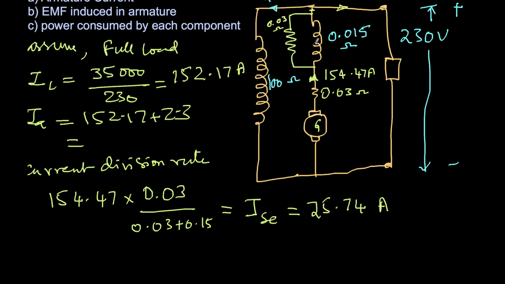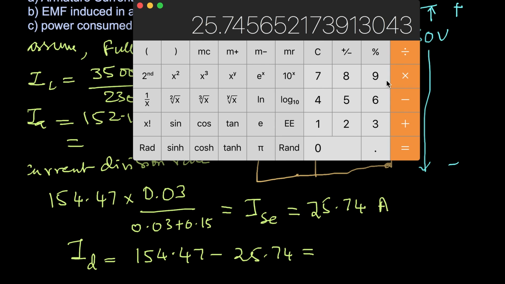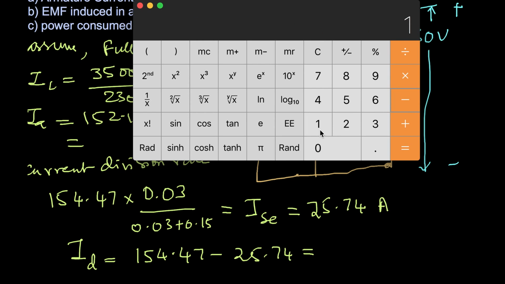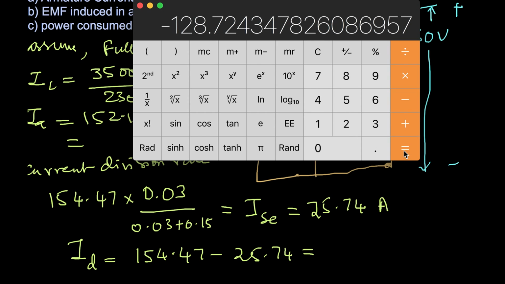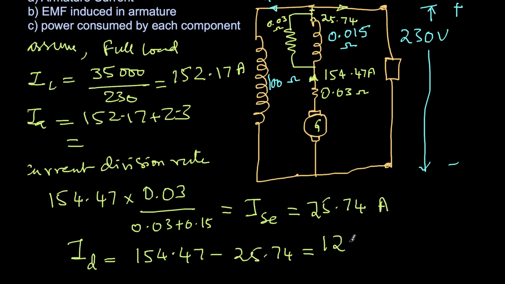So therefore the remaining current, so here the current is 25.74. Out of the total 154.47, 25.74 is going this way. So the remaining diverter current, ID, will be nothing but 154.47 minus 25.74, which will be 128.7 amperes. So this turns out to be the diverter current.